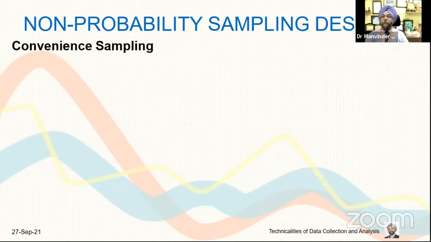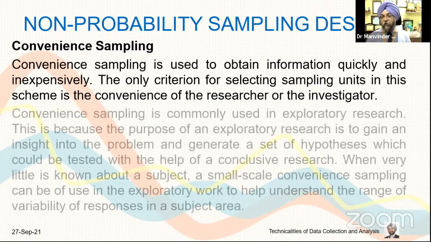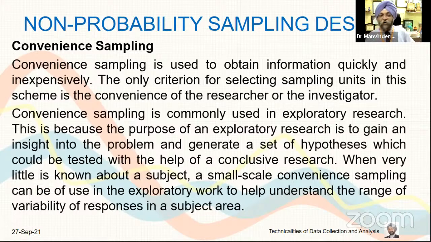Now, convenience sampling means what? A very simple way of non-probabilistic sampling is convenience sampling. Convenience sampling is used to obtain information quickly and inexpensively, right? The only criterion for selecting the sample units in this scheme is the convenience of the researcher or investigator, that is, it is up to my convenience whom I should include or exclude, right? So convenience sampling is commonly used in exploratory research.